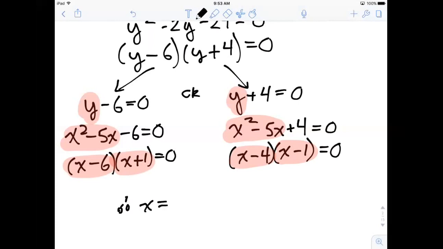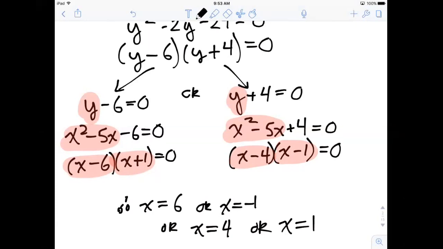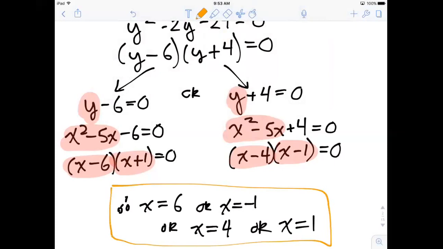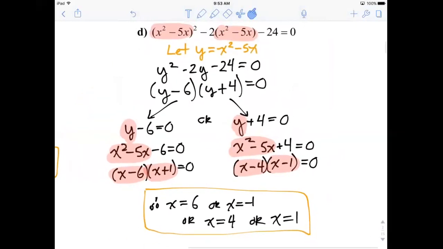x could be equal to 6, or x could be equal to -1, or x could be equal to +4, or x could be equal to +1. So all 4 of those are possible solutions that would make the left side equal the right side in this case. So again, don't be afraid to use that substitution strategy if you ever feel that any of the other strategies aren't working for you, and if you particularly see a pattern emerging like we did with this x squared minus 5x bracket that was appearing more than once.